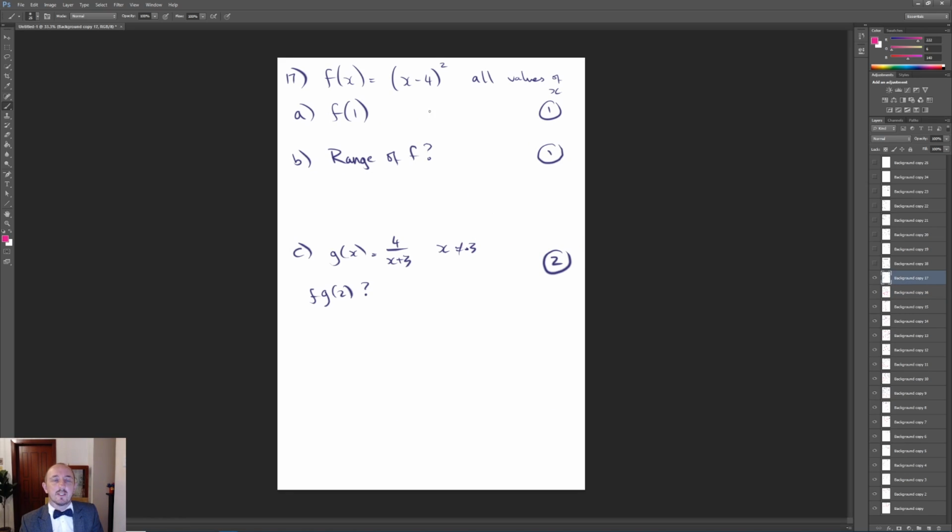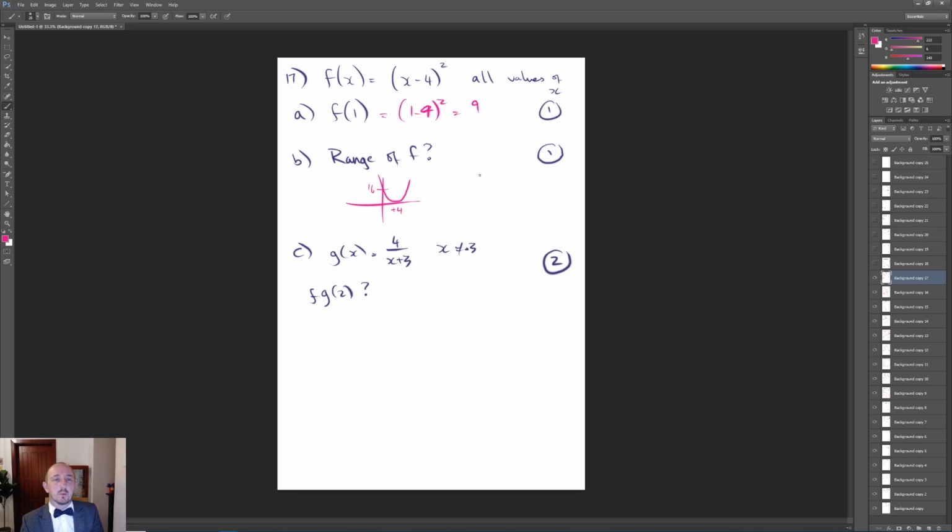Question 17, the functions question. We've got the function of 1, so we're just going to substitute 1 into here, and that's going to be 1 minus 4 all squared, which gives you 9. And then the range of f, if you plot the graph f of x equals x minus 4 all squared, is x squared but shifted 4 units to the right. So it's going to be something like that, positive 4, and it goes through 16. Anyway, the range is the y coordinates.